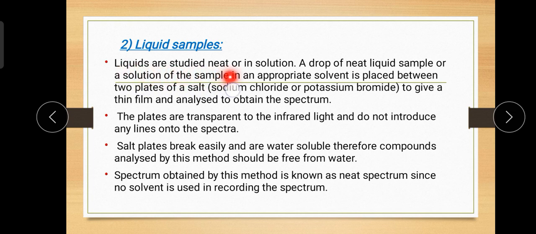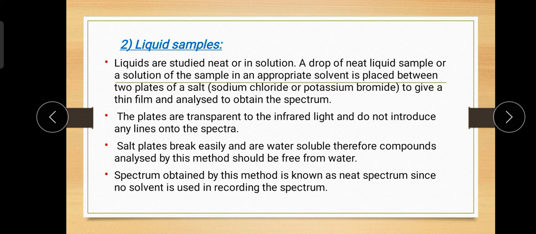Liquids are studied neat or in a solution. A drop of neat liquid sample or a solution of the sample in an appropriate solvent is placed between two plates of salt, that is sodium chloride or potassium bromide, to give a thin film, and analyzed to obtain the spectrum. That means in liquid samples, we place the drop of the given sample, or the neat liquid sample, between the two plates of salt.